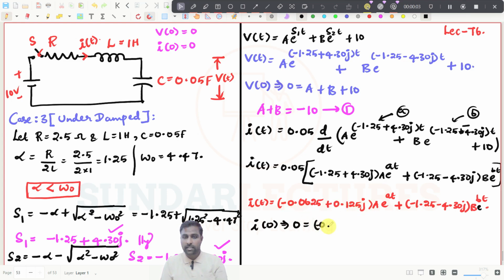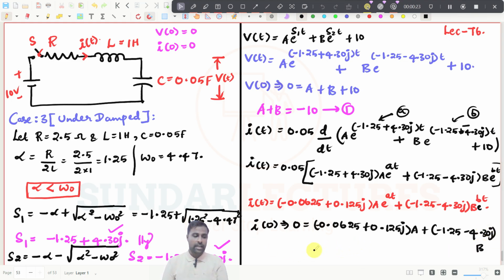So this will be minus 0.0625, I will write first. This value will be 0.125j into A plus 1 minus 1.25, and then minus 4.30j into B. This value will be equal to 0. And if I go further, if I bring this term to the other side, so if I take minus outside commonly, this value will be minus into the whole value, it will be plus.